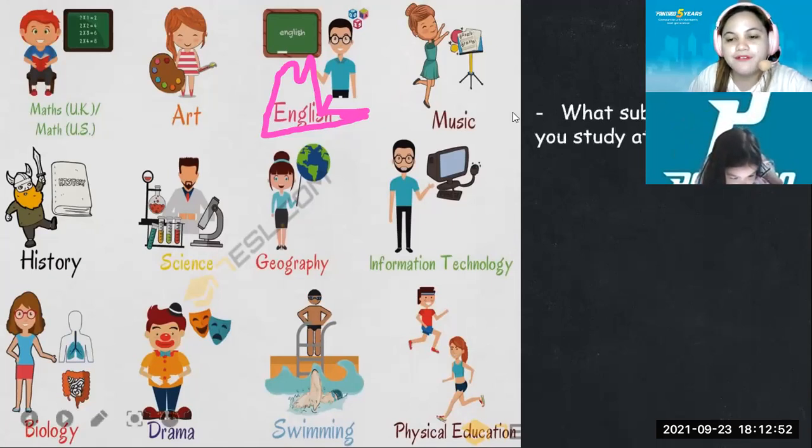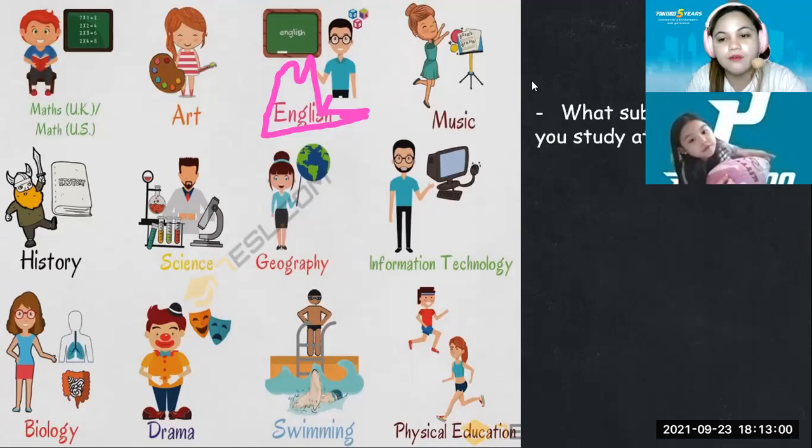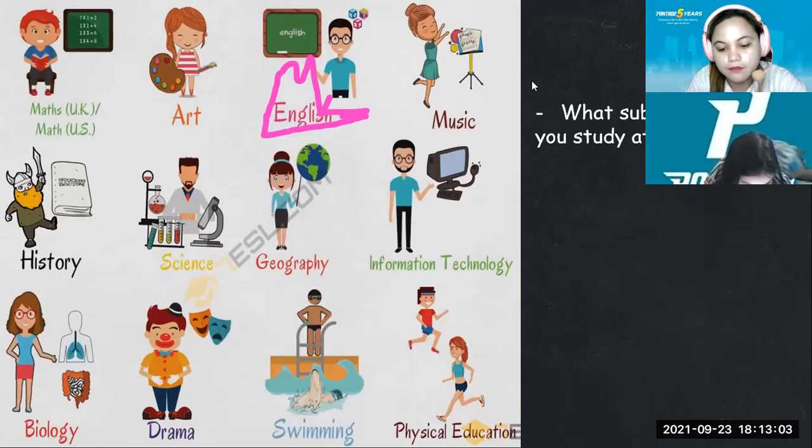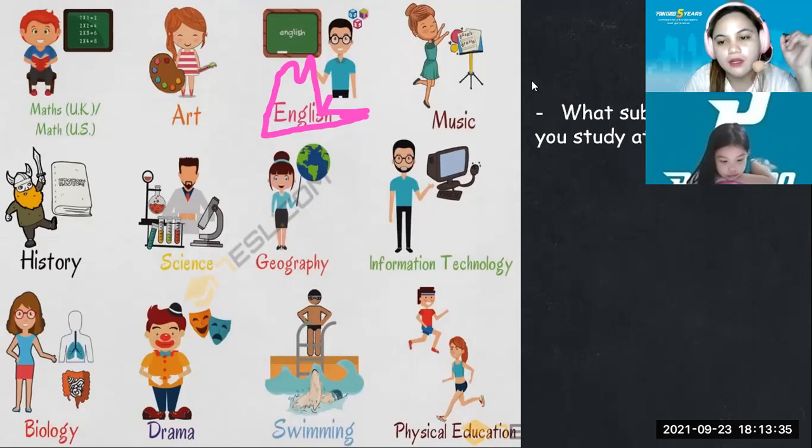So here, Huang, we have some questions for you to answer, okay? What subjects do you study at school? English. What else? I learn English and art. Well, how about the other subjects? How about Vietnamese? Do you study Vietnamese too? Yes. Okay. What else? Tell me all the subjects that you learn in school. English. What was the other one? English.